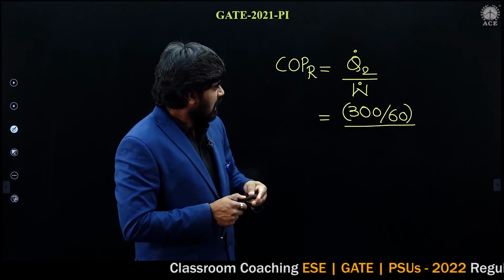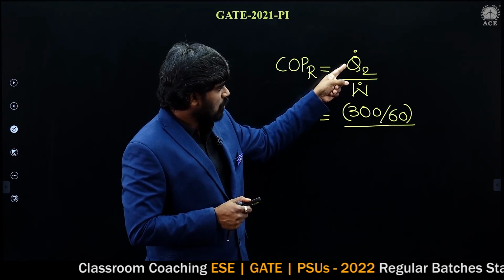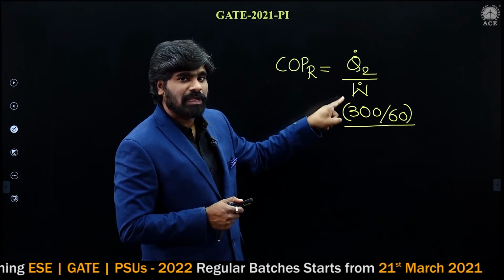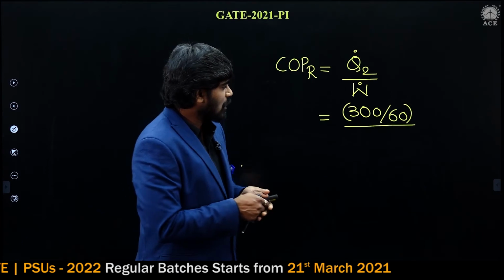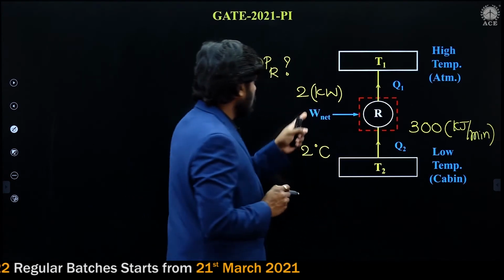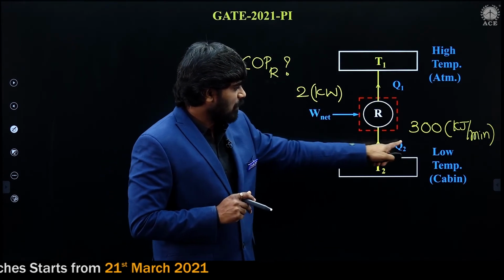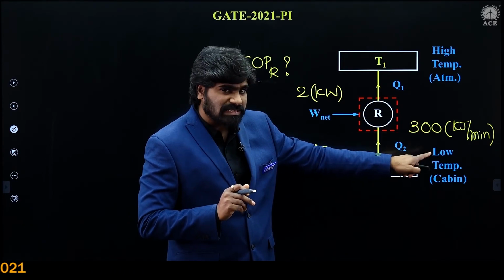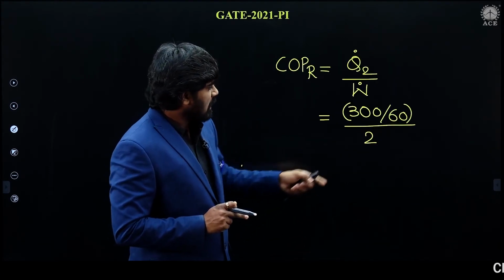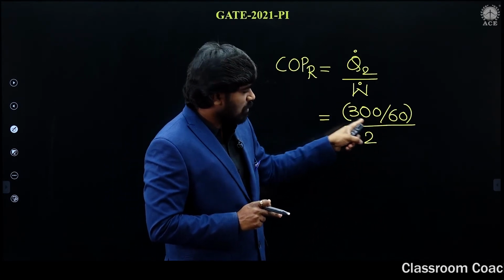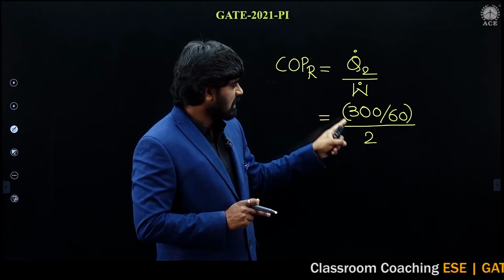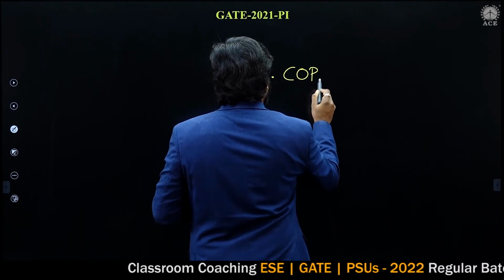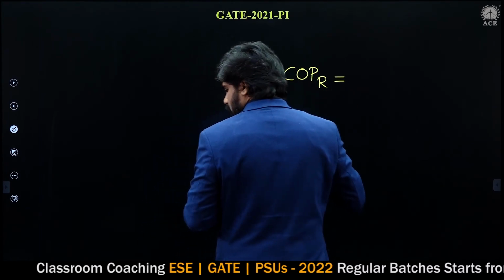In the COP, if Q2 is in kilojoule per minute, W should be in kilojoule per minute. Or if Q2 is in kilojoule per second, W should be in kilojoule per second. W is in kilowatt, that is kilojoule per second, so I am converting Q2 also to kilojoule per second. How to convert? 300 kilojoule per minute divided by 60 gives 5 kilojoule per second, which is also kilowatt. Therefore, if you calculate COP of the refrigerating machine, this is going to be 2.5.